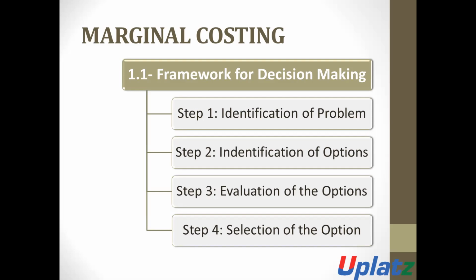Number 2, the entity will identify the options. First, we will identify the problem. Then after, we will identify the options. Then after, we will evaluate the options. We will evaluate which option is much better. And then after, we will select the option. Number 1 step is identification of the problem. Number 2 is identification of the options. Number 3 is evaluation of the options. And number 4 is selection of the option.